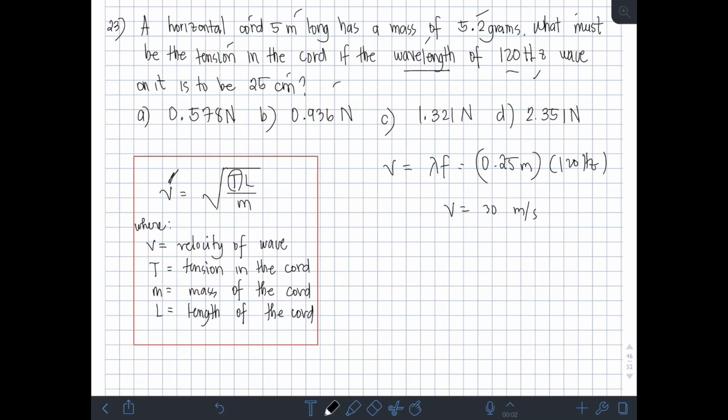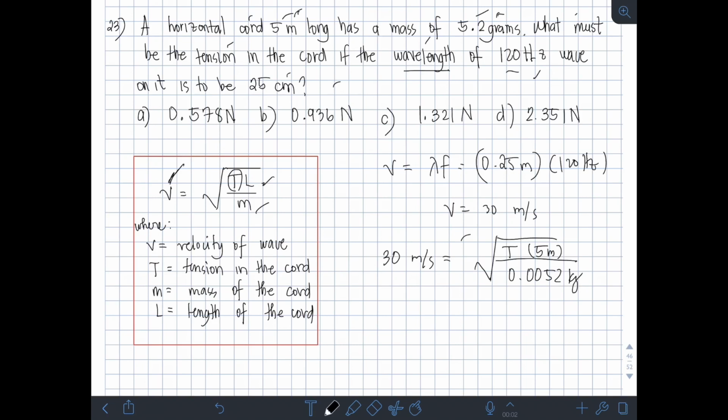Ngayon, meron na tayong velocity, meron naman tayong length, right? So, the length daw is 5 meter, and then meron tayong mass na 5.2 grams. So, substitute lang natin. We have velocity, 30 meter per second, equals square root of T, yung unknown, times yung length. Naka-meter naman siya. So, 5 meter divided by yung mass na 5.2 grams. Dahil gusto natin is Newton, para standard, gawin natin kilogram. So, magiging 0.0052 kilogram. Okay?